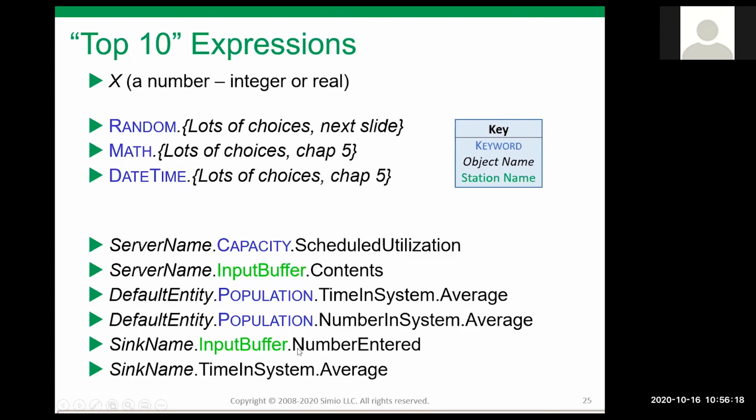But the things you're most commonly going to use are something like an object name, like server 1, dot capacity keyword, and then things like scheduled utilization. So if I wanted to find the utilization of server 1, I would do server 1 dot capacity dot scheduled utilization. If I want to find the number of entities, the current contents of the input buffer of server 1, I'd do server 1 dot input buffer dot contents. So you can see how this would work.